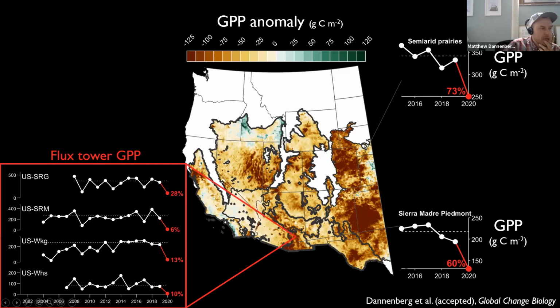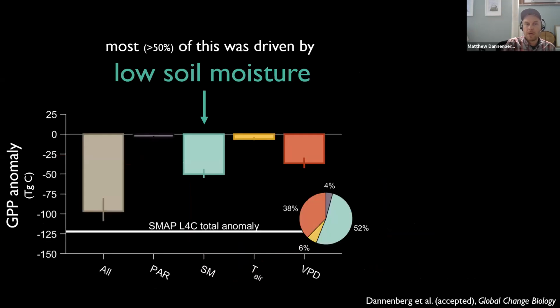This figure is now showing the same gross primary production anomalies for the 4 southeastern Arizona flux towers. And you can see that while SMAP says the overall loss of primary production in that region was something like 40% of the mean, at these 4 flux towers, it's something more like 70 to 90% of the mean that was reduced by the drought. So it was a pretty exceptional reduction in primary production.